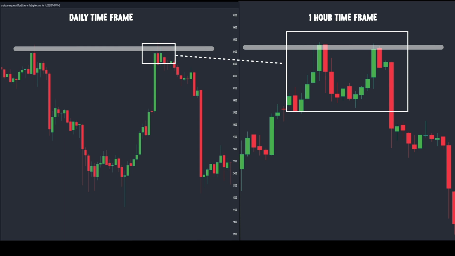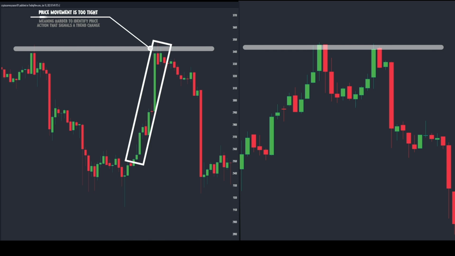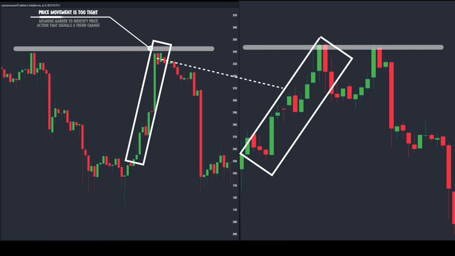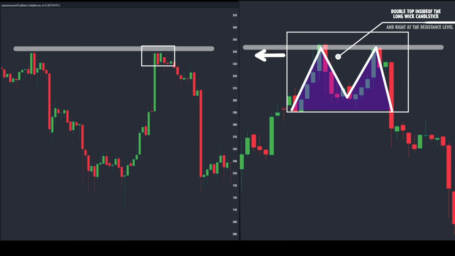Now, the reason we are using a lower time frame is because on the main time frame, where we find the initial setup, price movement is too tight. Meaning, we don't have good swings that give us good price action that signals a trend change after the long wick candle. Whereas here on the lower time frame on the right, we can see so much more data and see the actual swings of price. So what you had on this lower time frame is a perfect double top pattern that formed right at the key level of resistance and inside of the long wick candle from the higher time frame.